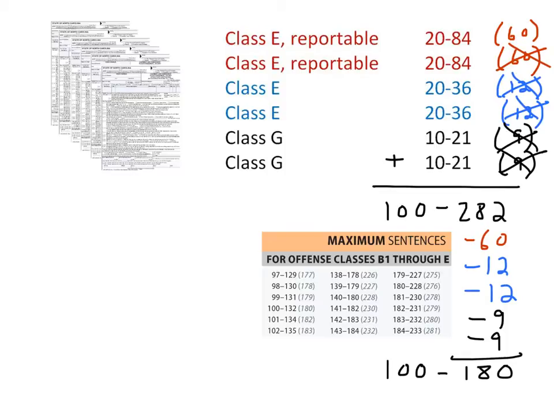And once again, if you looked at the maximum sentence table in the sentencing grid, that 180 month maximum is exactly what you'd expect for a 100 month minimum for a reportable sex crime, which is in essence the lead offense in this string of consecutive judgments.